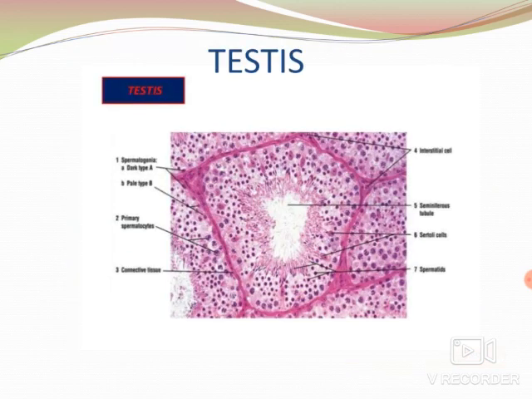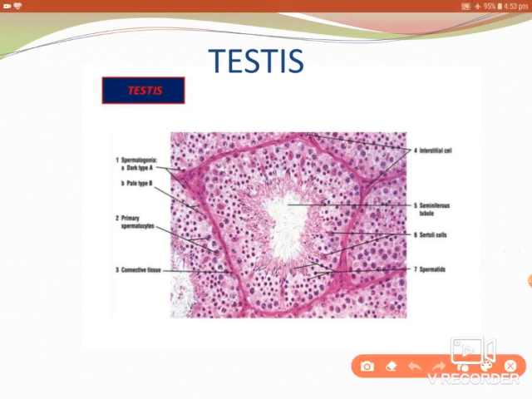Then coming to this high power view of one seminiferous tubule. Here is one seminiferous tubule, and this is connective tissue. It is lined with two types of cells. One is the spermatogenic cells, and the supporting cell, this one, is the Sertoli cell.